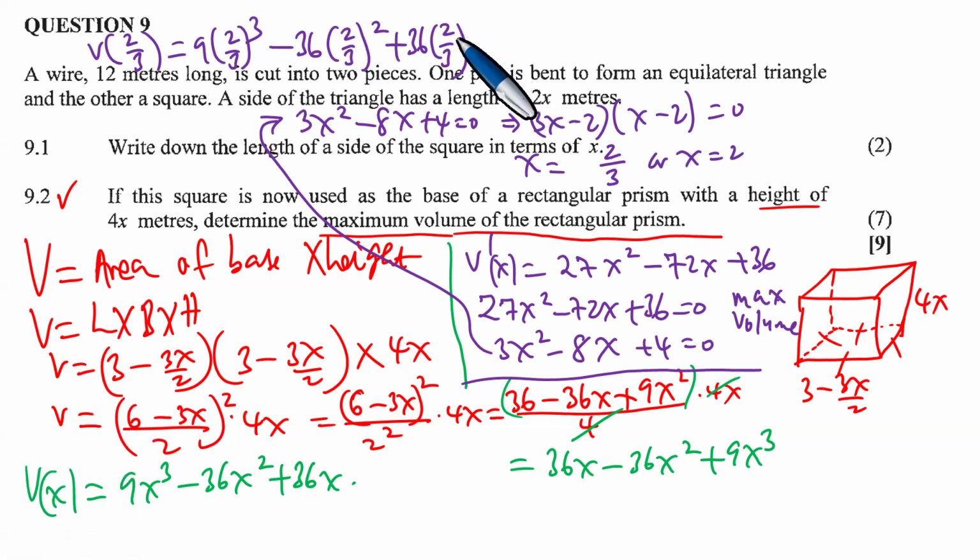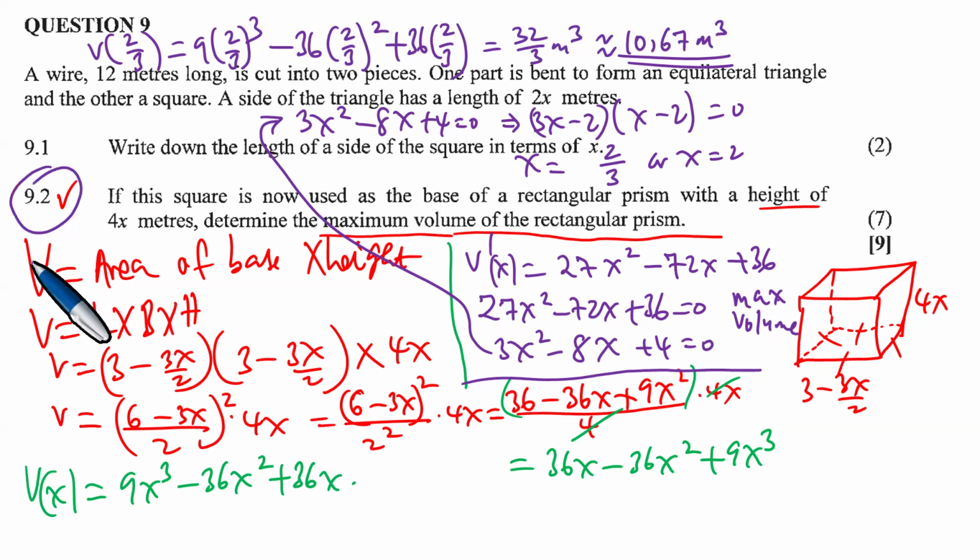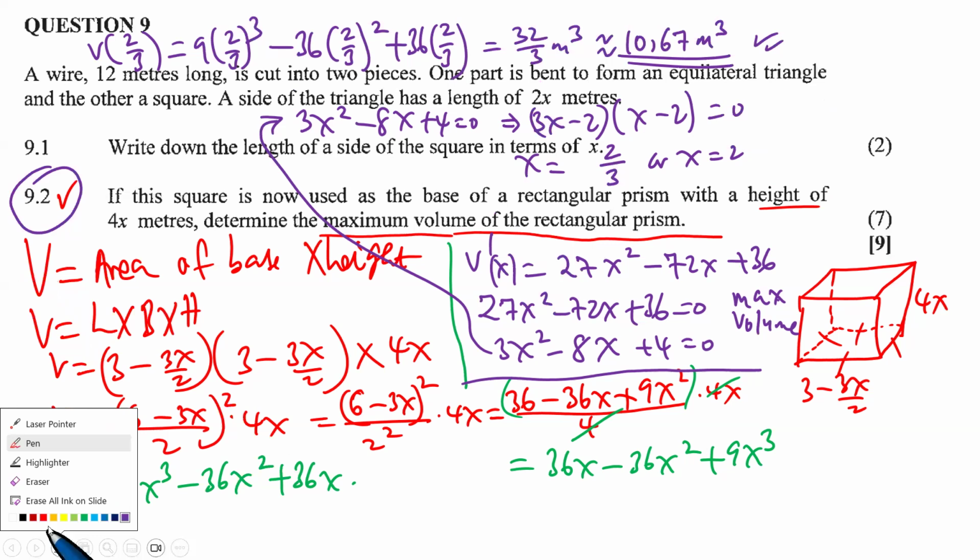Using a calculator, though you can do it without as well, this is going to be exactly 32 divided by 3 cubic meters, which is 10.67 cubic meters. We needed to determine the maximum volume of the rectangular prism, and the maximum volume is 10.67 cubic meters. So that's something you need to take note of, and we continue to do more mathematics. We continue as follows.